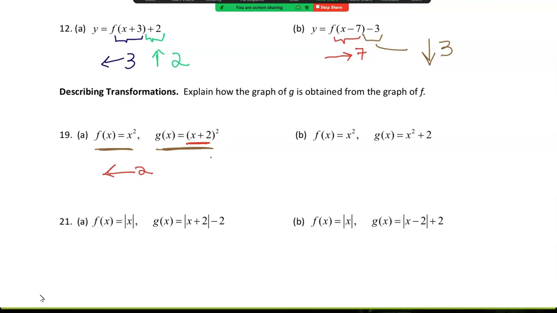So I gave myself a little sketch. So I said, okay, if this is my parent function, I am going to take that and move it to the left 2. That's my new function. Okay, and I got it by going left 2.